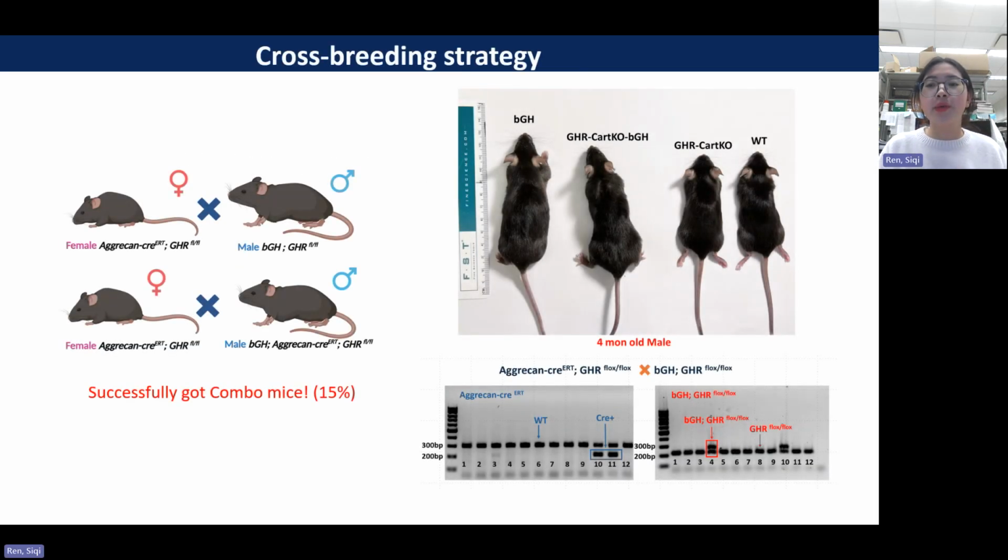To answer our research question, we want to generate BGH mice with cartilage-specific growth hormone receptor deletion. However, this process was quite challenging due to breeding difficulties. After 1 year, we successfully generated the GHR cartilage knockout BGH mice. As shown in this image, the GHR cartilage knockout BGH mice are smaller than the normal BGH mice, but larger than the wild type and the GHR knockout mice.